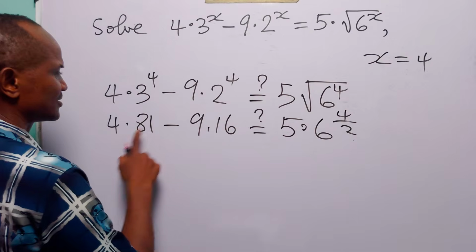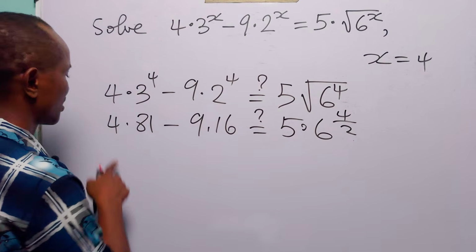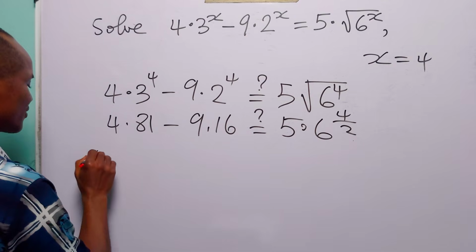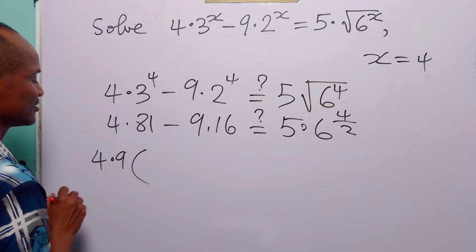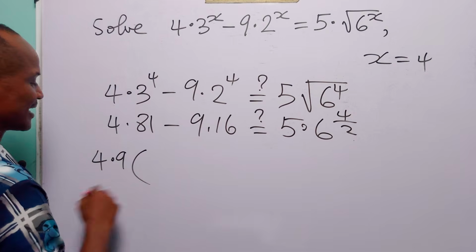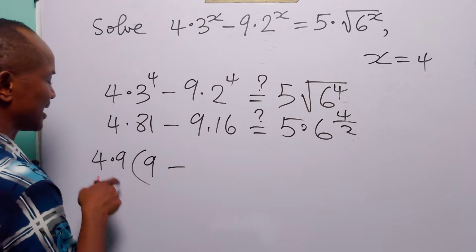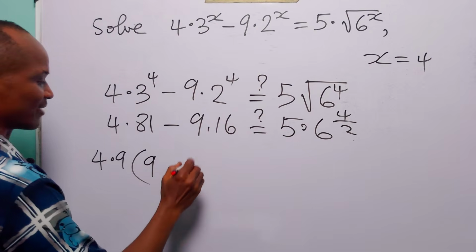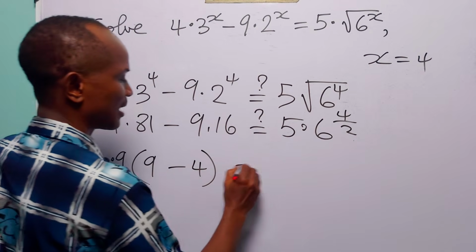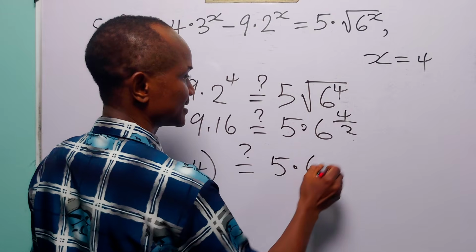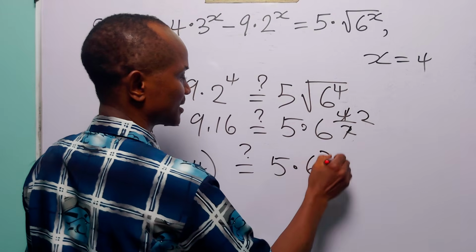Now, when you look at these two terms, you'll see a common factor, 4 times 9. So we have 4 times 9 into 4 is going to take care of 4. 81 divided by 9 is 9. 9 is going to take care of 9. 16 divided by 4 is 4. Now, is this equal to 5 times 6 squared?